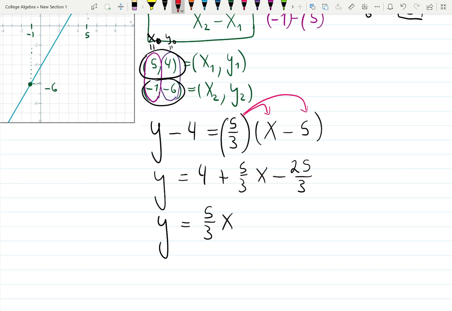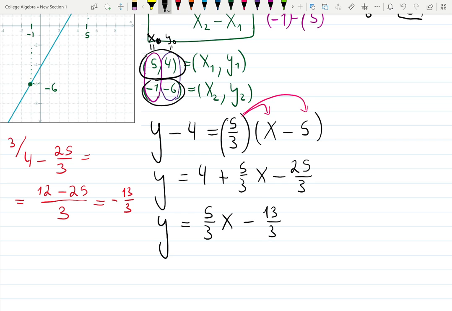How would you do that? 4 minus 25/3. Create a common denominator. The common denominator is 3. Multiply 4 by 3, it becomes 12. 12 minus 25 over 3. 12 minus 25 is -13. So -13 over 3. The answer is y equals 5/3 x minus 13 over 3. Put this in the box because this is the final answer.